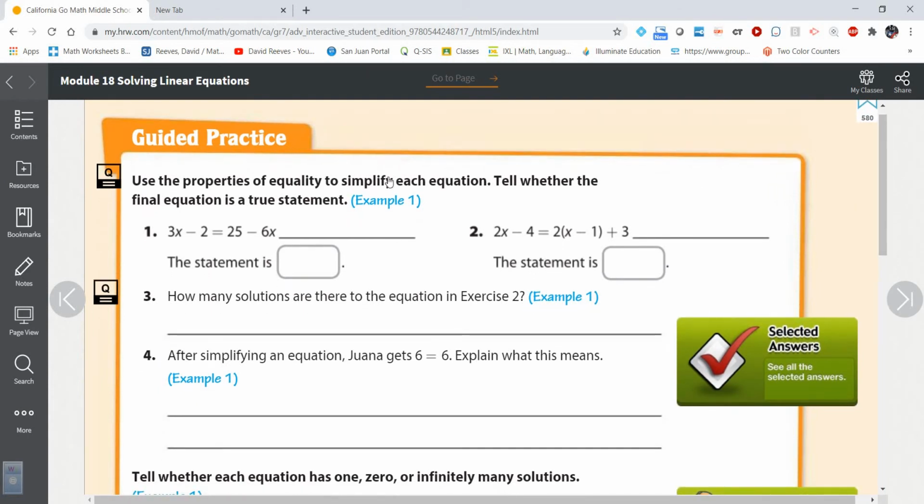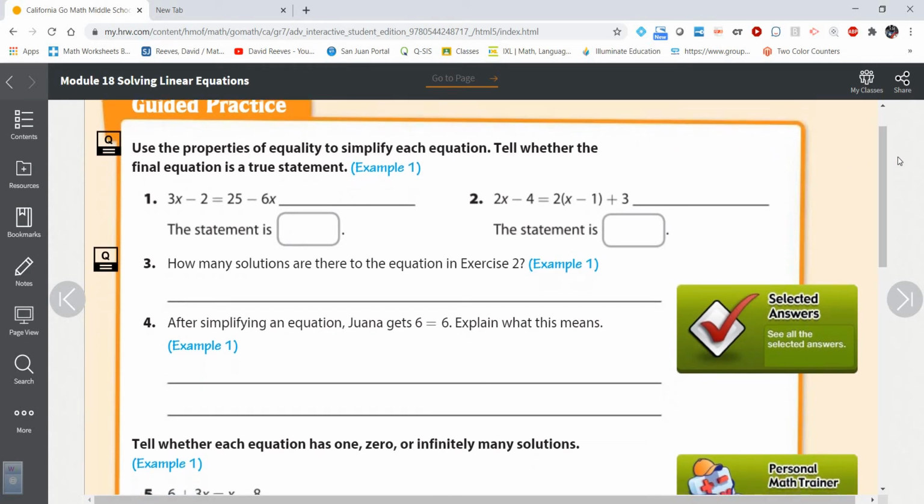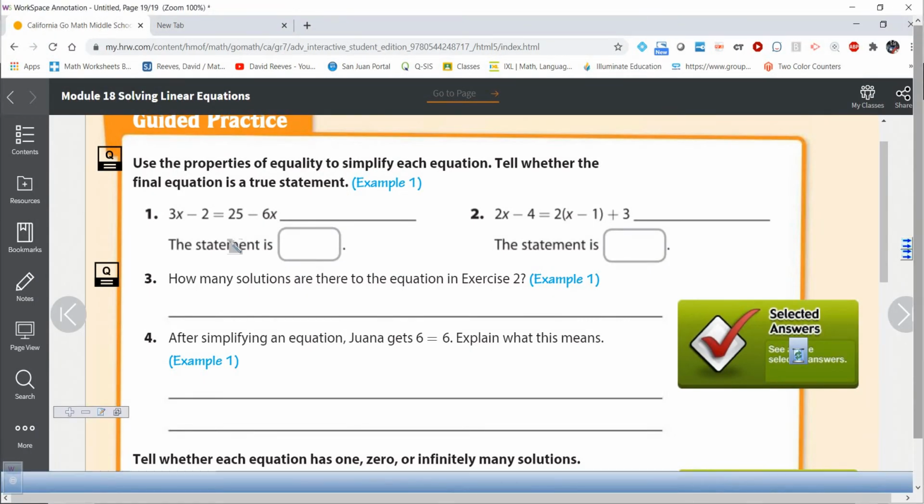Here we go. All right, so if you're interested, I am on page 580 in the Accelerated Math 7 textbook. Right at the beginning, it says to use the properties of equality to simplify each equation, then tell whether the final equation is a true statement. Remember, a true statement would be when the left side equals the right side. Well, there's actually nothing to simplify here.